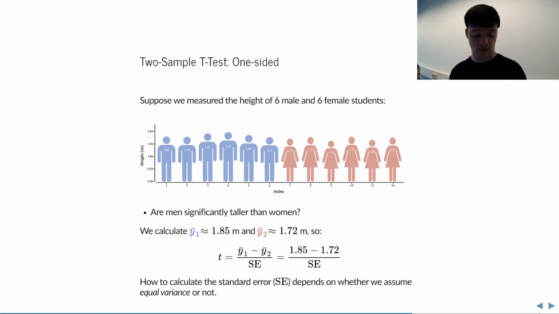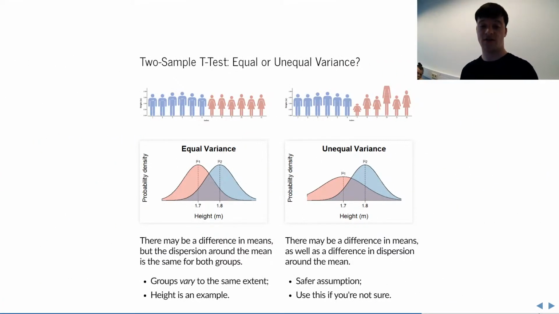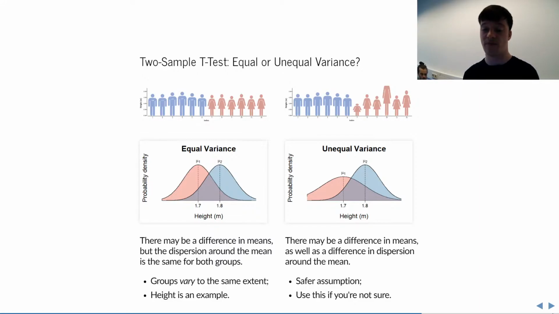So now we're going to look at what actually happens when you choose different arguments of the t-test in R. So, in case of equal variance, just a small recap, we are assuming that the distributions these people came from have the same width, so to speak, right? They vary to the same extent. In case of unequal variance, I say that, okay, they have a difference in means, but also the extent to which they differ from their mean could be different. And again, that is the safer assumption if you're not sure.